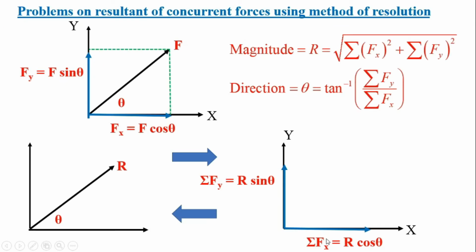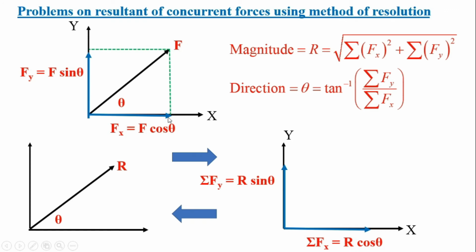Now we will switch over to finding the resultant of a concurrent force system using the method of resolution. As discussed earlier, a force can be resolved along its two components x and y. So here again I am explaining resolution of a force along two perpendicular directions, that is rectangular resolution. So this is force F, this is angle theta. This force can be resolved along the x and y directions.